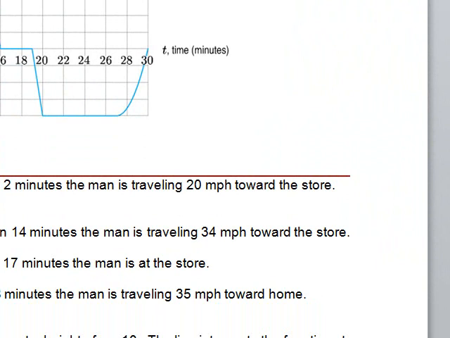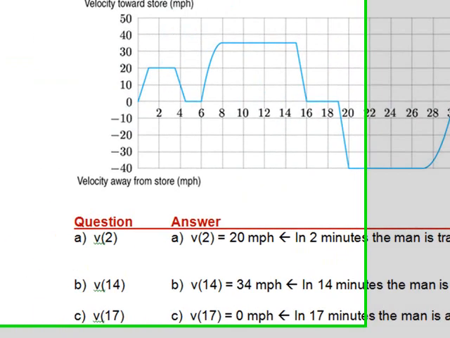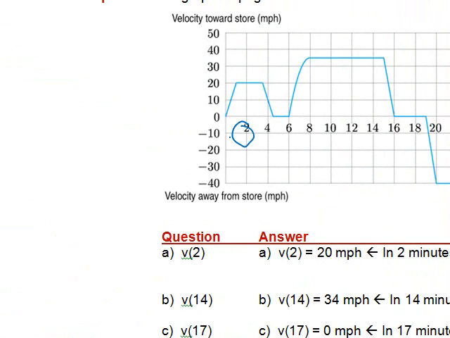So if I wanted to compute v at 2, remember 2 is the input, and so I would go over to where 2 is, and I would read up and I'd get 20. And if I were interpreting that, I would say after 2 minutes, the man, happens to be a man situation, is traveling 20 miles per hour, and because we're above the axis, we're heading toward the store. V at 14, same deal. We would go over to 14, read up, and guesstimate. And we might be off a little bit. It doesn't look like it's quite halfway, so I call it 34. So in 14 minutes, the man is traveling 34 miles per hour. And again, he's still traveling toward the store.